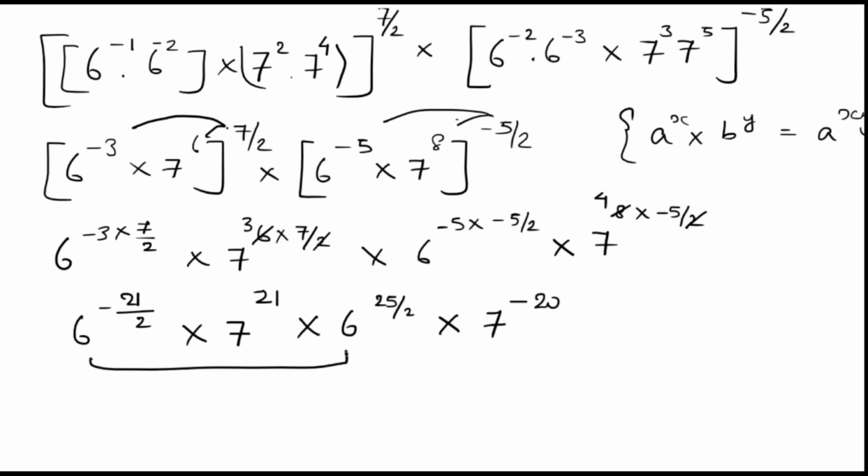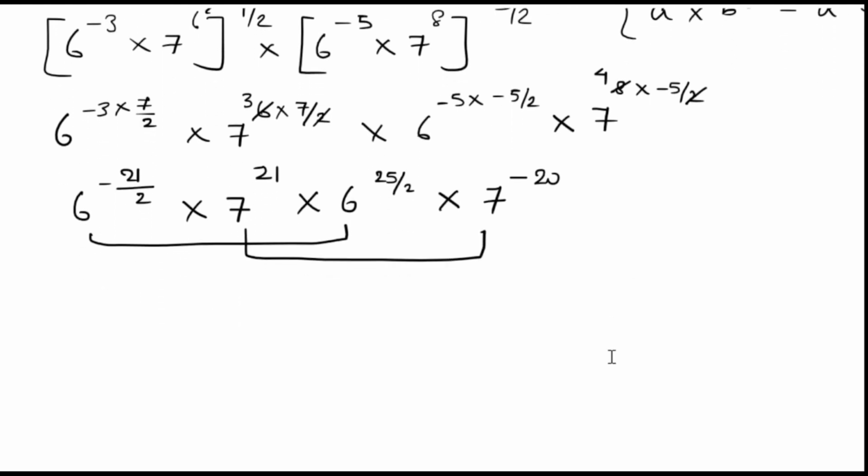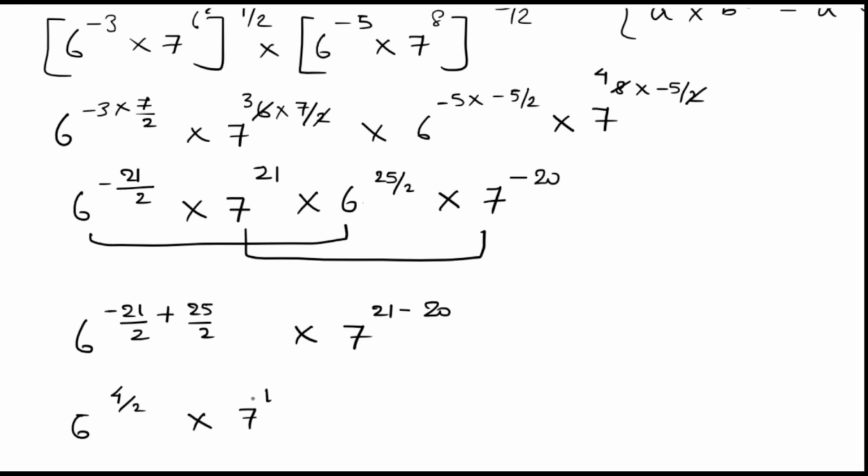Now this 6 and 6 I am writing it together and the 7 and 7 I am writing it together. So you get 6 to the power minus 21 divided by 2. Now if the bases are same, the powers can be added. So this 6 power and this 6 power I am adding it. Plus 25 divided by 2 into 7 to the power 21 and this 7 has minus 20 as a power which I am adding it. So here you will get 6 to the power 4 divided by 2 into 7 to the power 1.